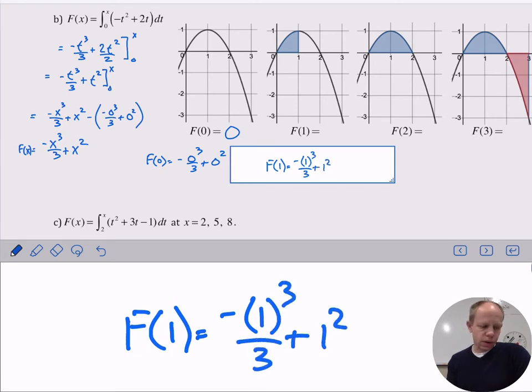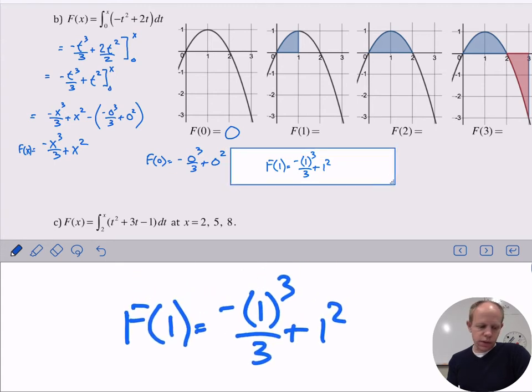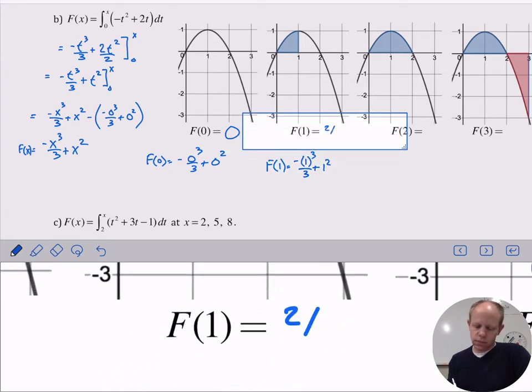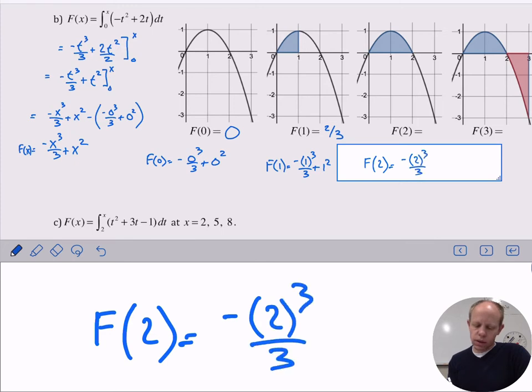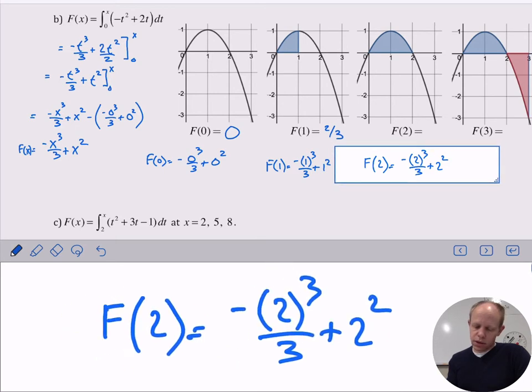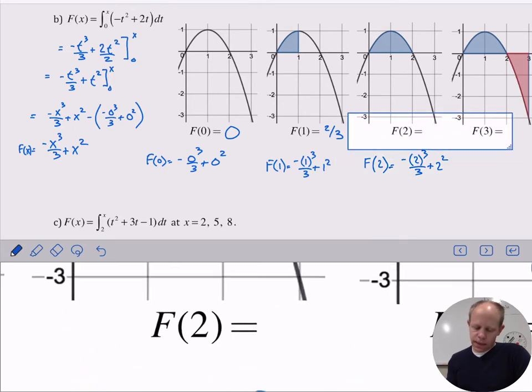And this looks like we're going to get 2/3 here. And capital F at 2. So we're going to have negative of 2 cubed over 3 plus 2 squared. So we get negative 8/3 plus 4. And so that is negative 4/3.